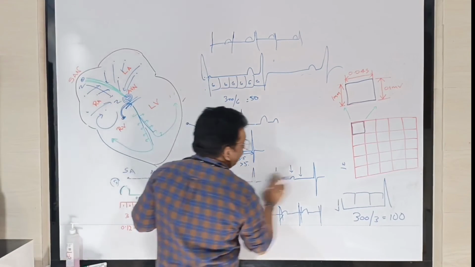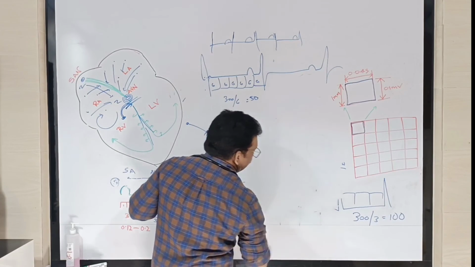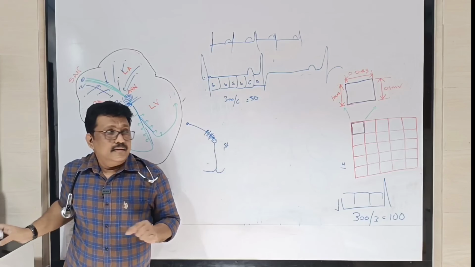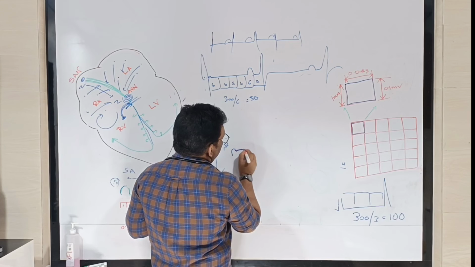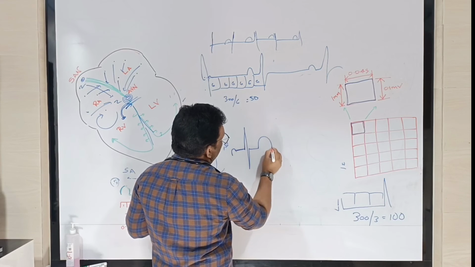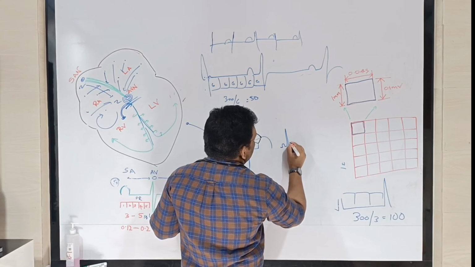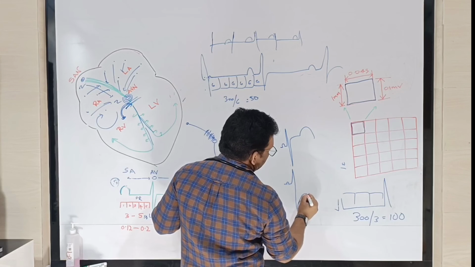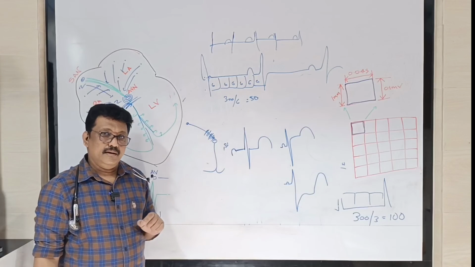The last part of the ACLS protocols: we have learned about rhythm analysis here, and now the last part will be the ST segment. Normally you have the P wave, PR interval, QRS complex, ST segment and T wave. If the ST segment is elevated or depressed, both can indicate ischemic heart disease.